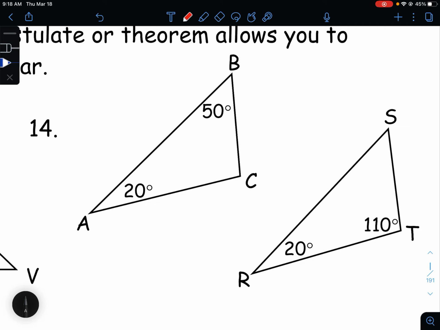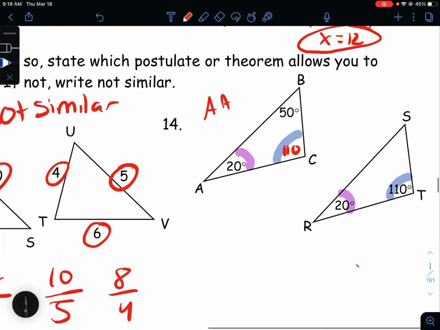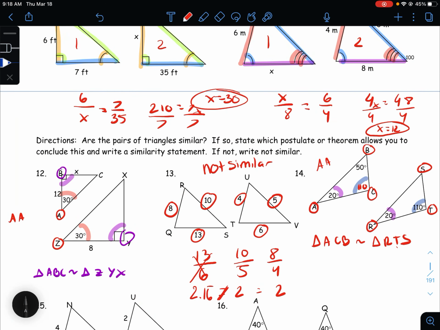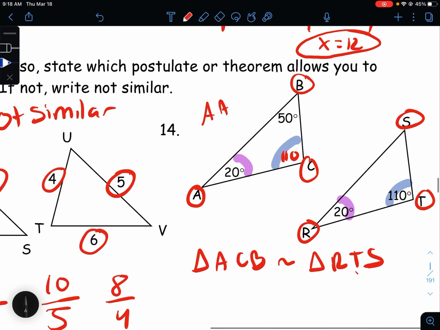All right, next, let's go ahead, let's find the missing angles here. So let's see what C is. We do 180 minus 50 minus 20. And I get 110. So we can see here, got two angles congruent, so we can do angle, angle. So let's do triangle ACB is similar to triangle RTS, right? Because these guys go together, these guys go together, and these guys go together. All right, and I do want to point out there is multiple ways you can write a similarity statement. They just need to be in the correct order.